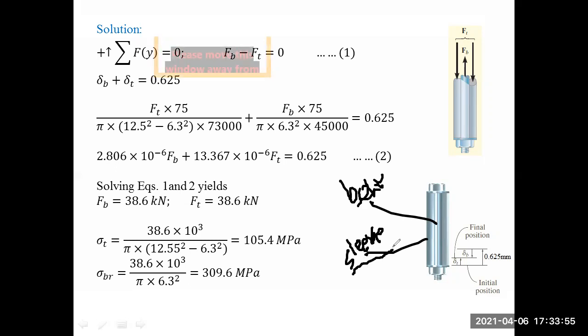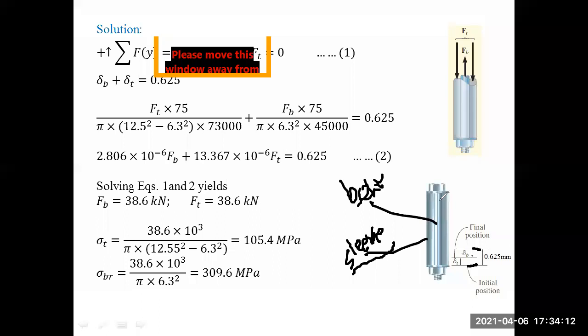The only thing is the sleeve. In order for the nut to go up, the sleeve has to contract. The sleeve has to contract. So the contraction would be exactly equal to this amount, which is 0.625, right?